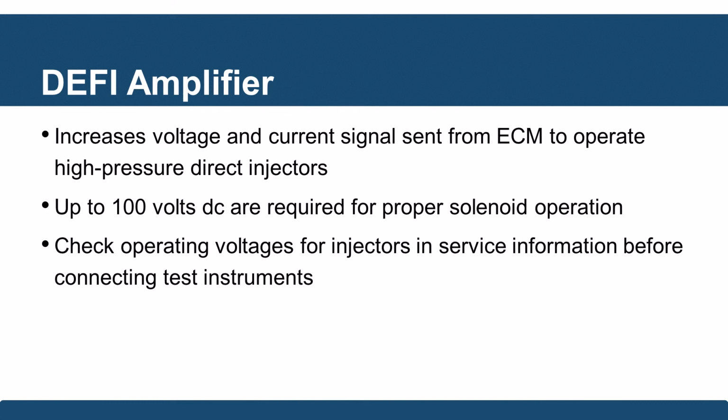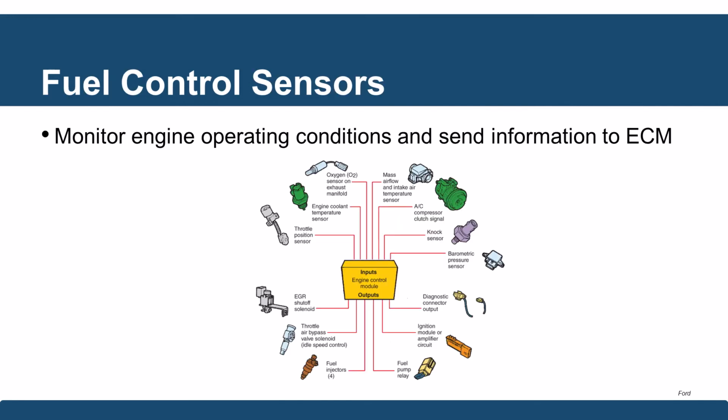Now, the direct electronic fuel injector has an amplifier, and an amplifier does exactly that. It increases the voltage and current signals sent from the ECM to operate those high pressure direct injectors. These can be up to 100 volts DC that are required for proper solenoid operation. You can check the operating voltages for injectors in service information before connecting your test instruments to prevent damage.